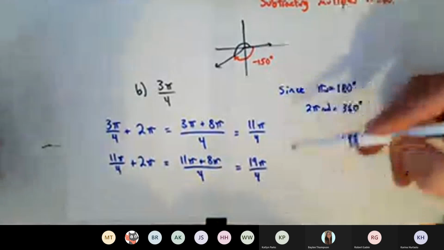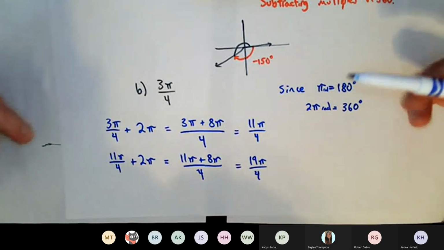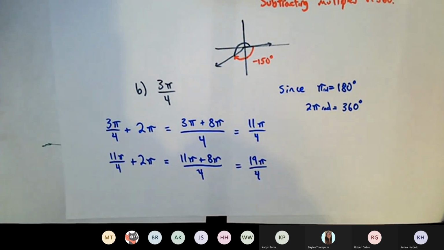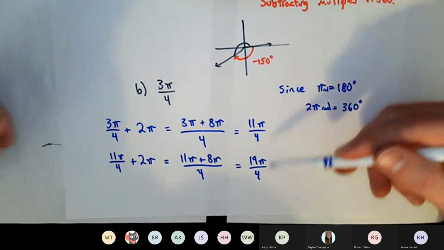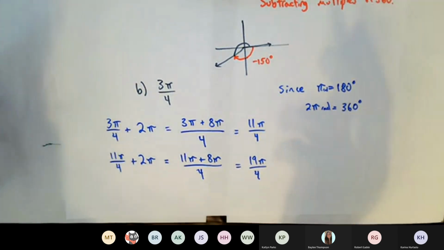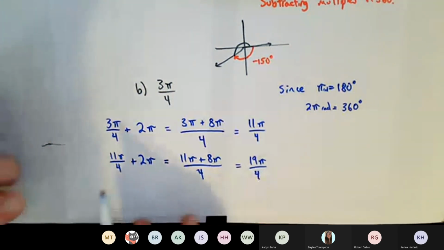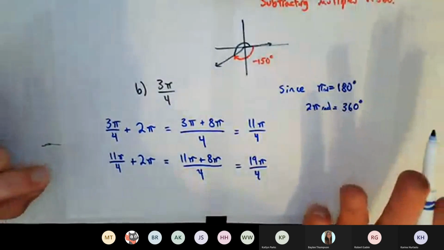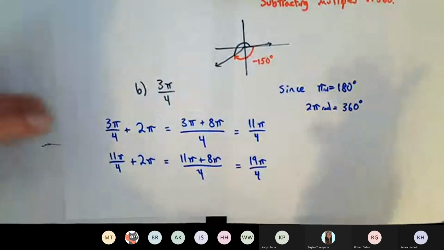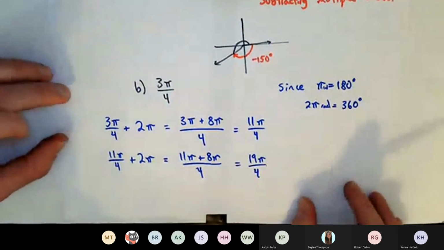Now, are these the only positive angles that are coterminal? No, of course, there are infinitely many. There are infinitely many, but I've just chosen the two smallest ones. I could add any multiple of 2 pi. I could add 18 pi, and I would get an angle that's coterminal with this. But these are the simplest ones, right?